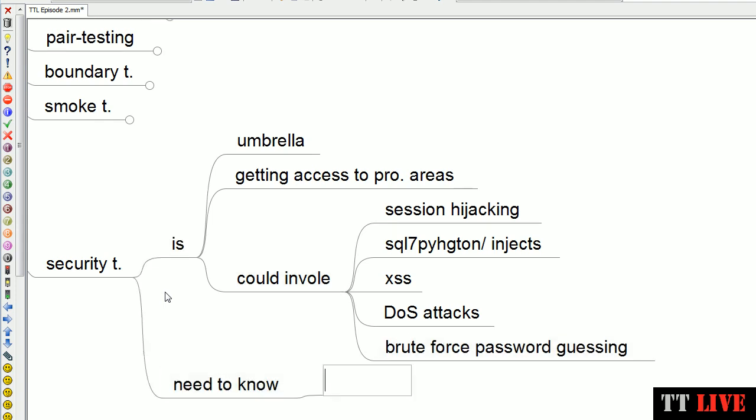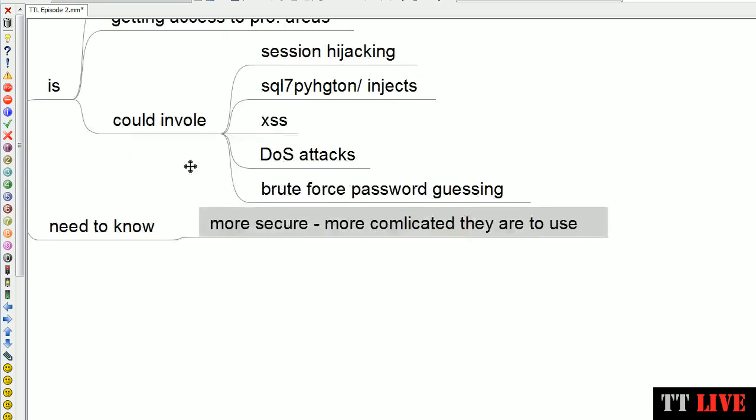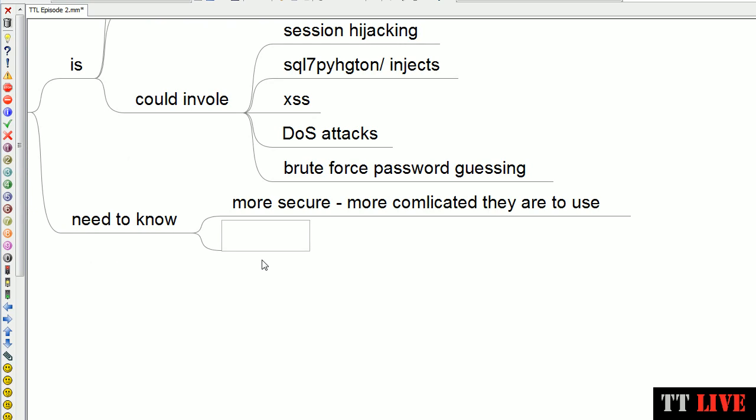What we need to know about these things is that the more secure the systems are, the more complicated they are to use, meaning more secure systems are less usable. So the users complain that I have to fill in so many passwords all the time and choose things like that, and then they complain because everything can be broken into. So you have to find a balance on the project side, of course.